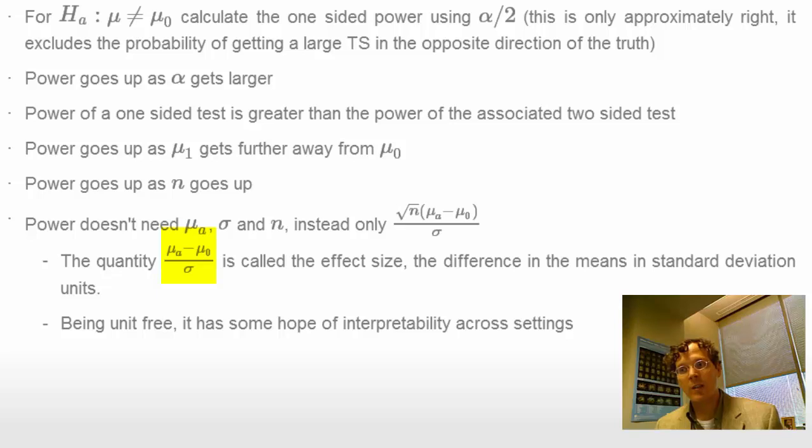So this quantity, the difference in the means divided by sigma, is called the effect size. And what's nice about the effect size is it's unit free. So when you subtract mu naught minus mu a and divide it by sigma, you get a unit free quantity, and that's why the effect size is very useful, because being unit free, it has some hope of being interpretable across problems.